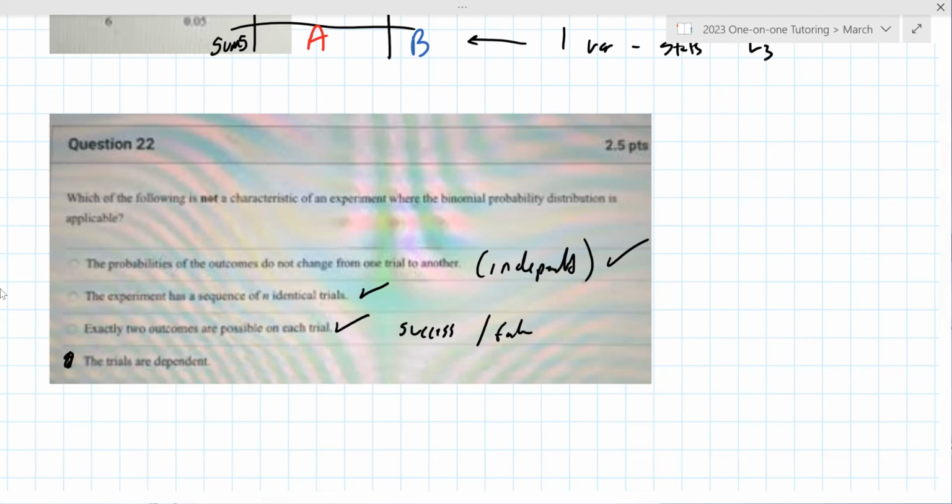The experiment has a sequence of n identical trials. That's also true. The probabilities of the outcomes do not change from one trial to another. That's, in other words, they are independent. Okay. And that's also okay. So the answer is this last one. The trials are dependent. They are supposed to be independent from one another. Think of flipping a coin. It should be independent, one trial to the next. Okay.